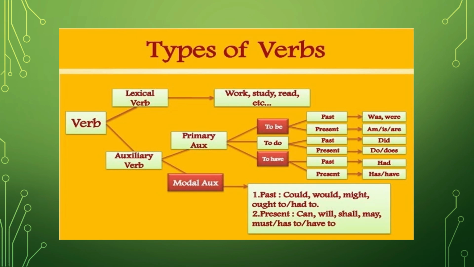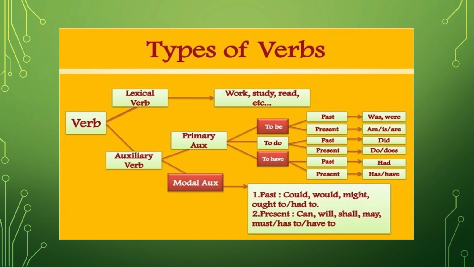Under primary auxiliary, we have to be, to do, to have, to possessive. To be has be forms, but to do shows actions, and to have shows possessiveness. To be is used under past tense and present tense. To do under past tense and present tense. To have under past tense and present tense. Here, to be, what is the past tense? Was, were. To be present tense: am, is, are. These are what we call be forms.